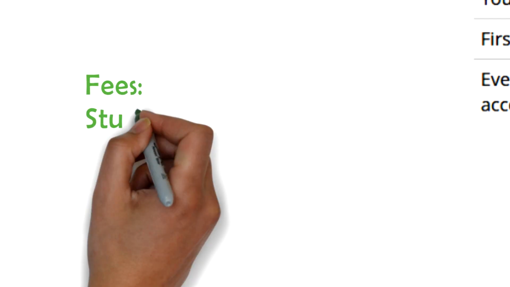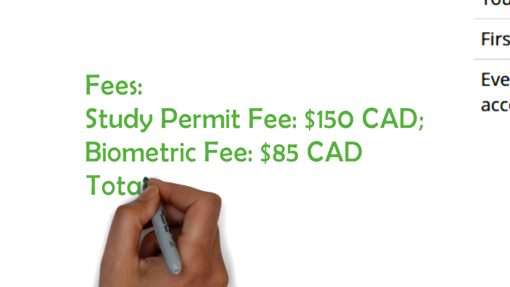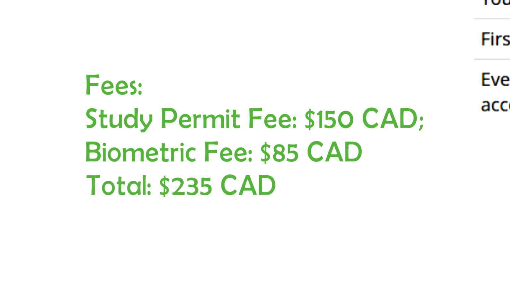The fee that you'll need to pay is 150 Canadian dollars for your study permit and 85 Canadian dollars for your biometrics. This comes to a total of 235 Canadian dollars.